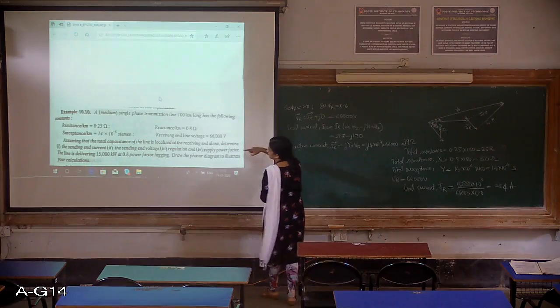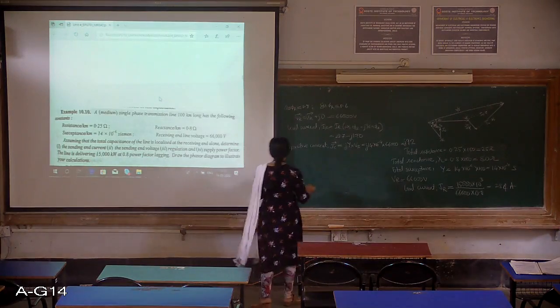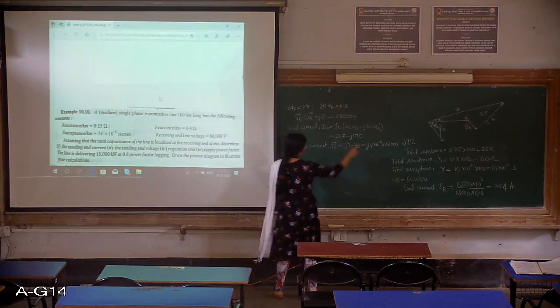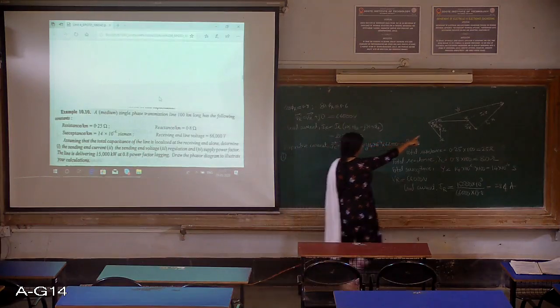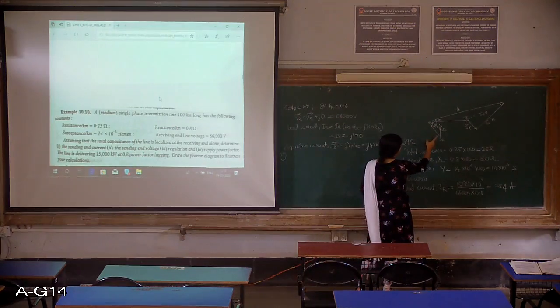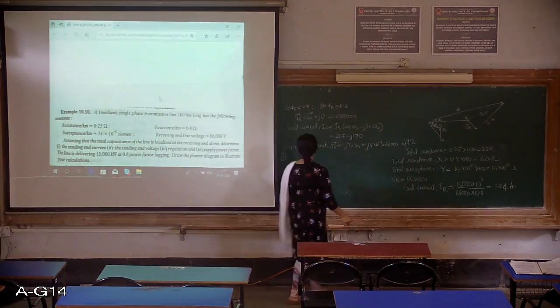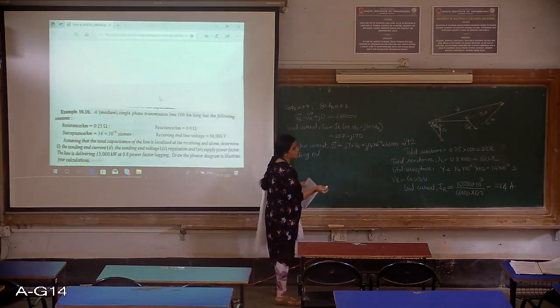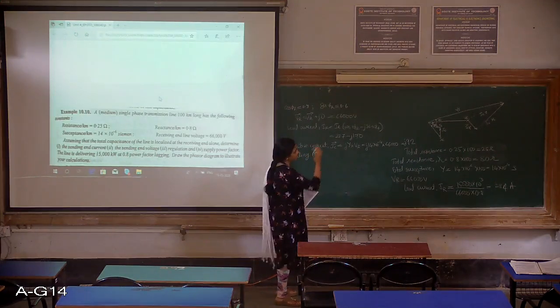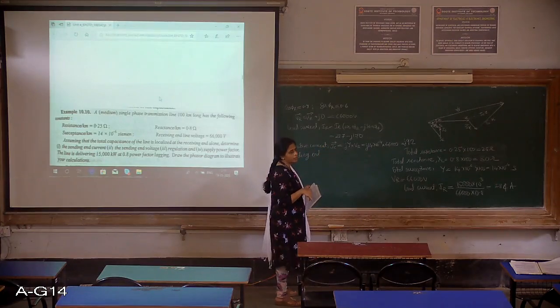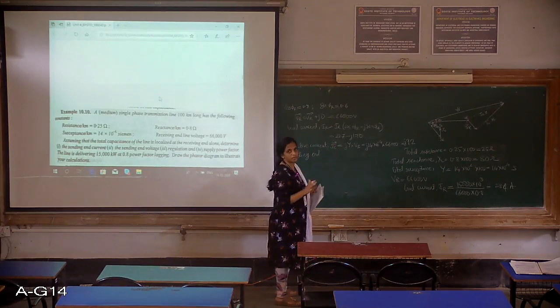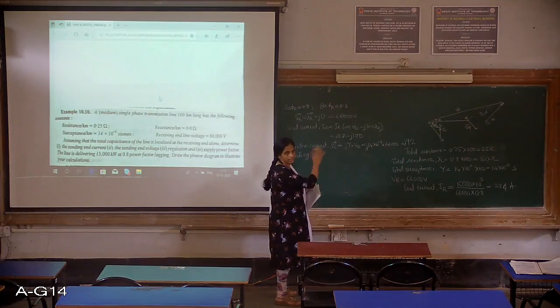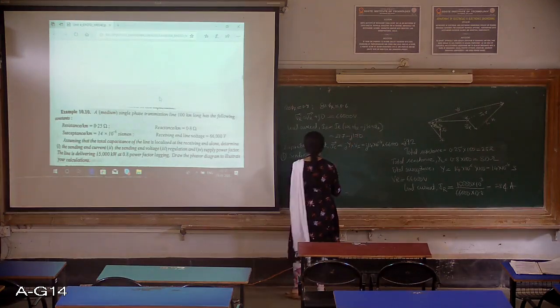So they have asked first one, they want the sending end current. So sending end current is IS. You can see from here, IS is the resultant of IR plus IC. So the phasor diagram is very important. Whether they have asked or not, it is good practice that you always draw the phasor diagram. Through phasor diagrams, many expressions are visible without by-hearting. So IS you can analyze easily from that.